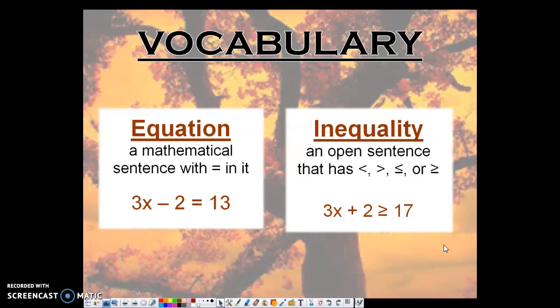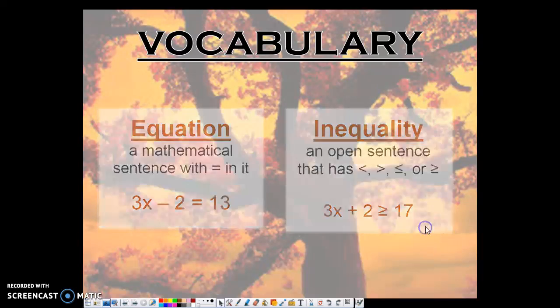An equation is a mathematical sentence with an equal sign in it. If you ever see that equal sign, that means you're going to solve. So this is 3x minus 2 equals 13. Inequalities are when you have less than, greater than, less than or equal to, or greater than or equal to instead of an equal sign. This still means you are solving.